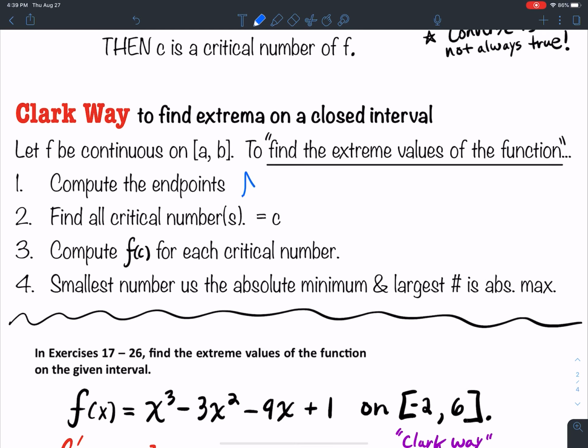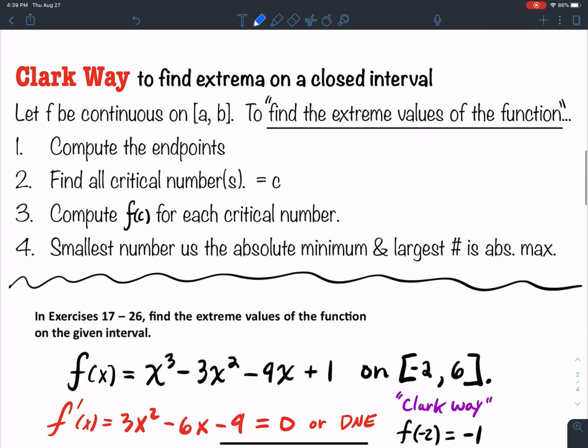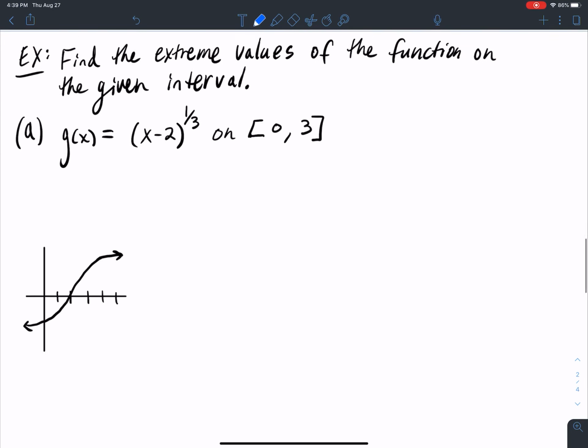So first thing I'm going to do, I'm going to compute the endpoints. Then I'm going to find all the critical numbers by setting the derivative equal to 0 or where it does not exist. And then third, I'm going to do f of c, where c is each critical number that I found in step 2. And then the last thing, I'll take all those numbers from the endpoints and the critical values, and I'll see which one's the biggest, which one's the smallest, and then I will list out the absolute max and absolute min.